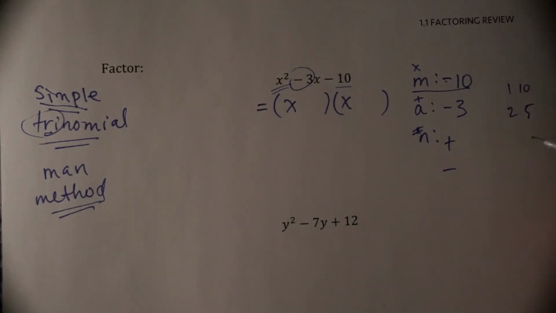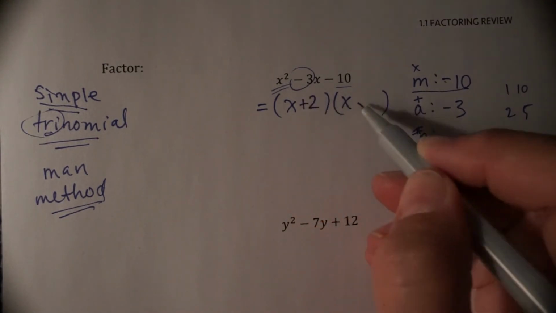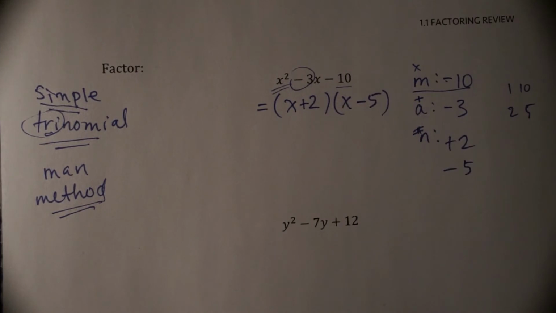So it's not 1 and 10, but 2 and 5, positive and negative, adding to -3: -5 plus 2. There I go. So I have my numbers, and all I have to do now is put the numbers in the brackets, and it doesn't matter which order, and we're all finished. Okay, let's try the next one.